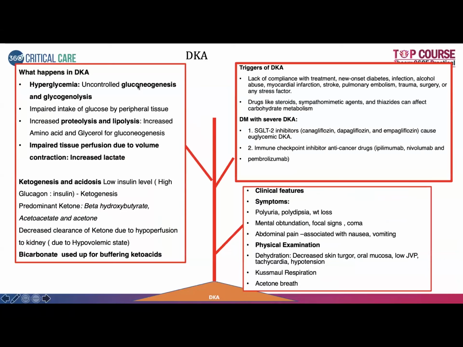So we have looked into the pathophysiology, and also because of hypovolemia, there will be impaired tissue perfusion and increased lactate. So what are the predominant ketones? Beta hydroxybutyrate, acetone, and acetate. Okay, these are the three ketones that are produced in DKA.